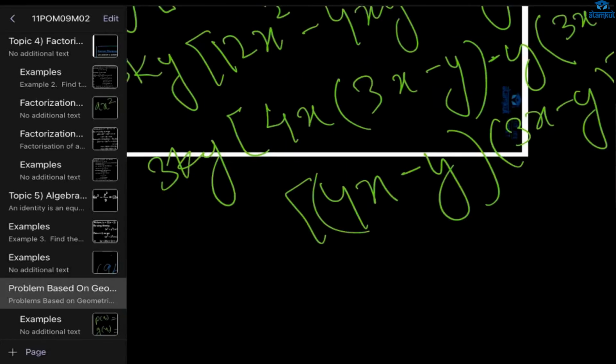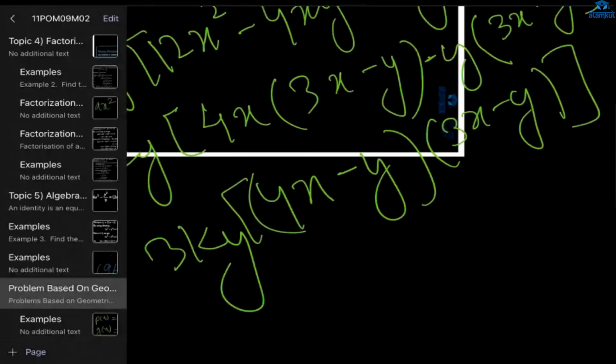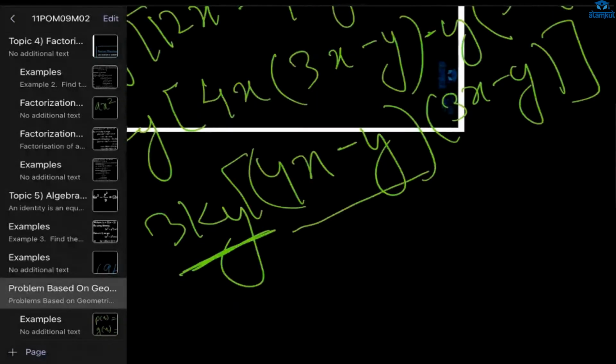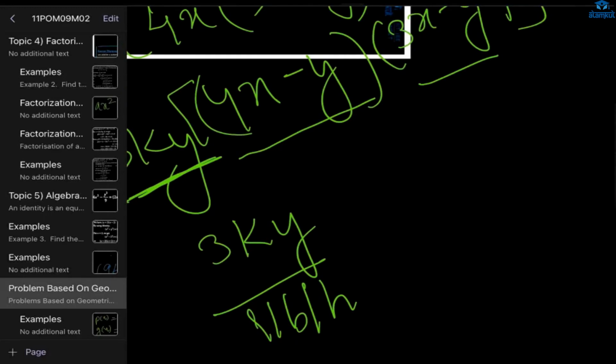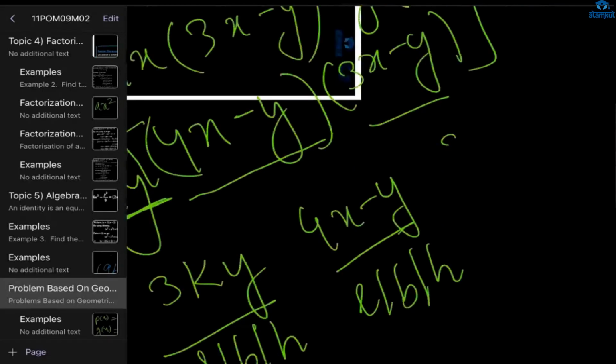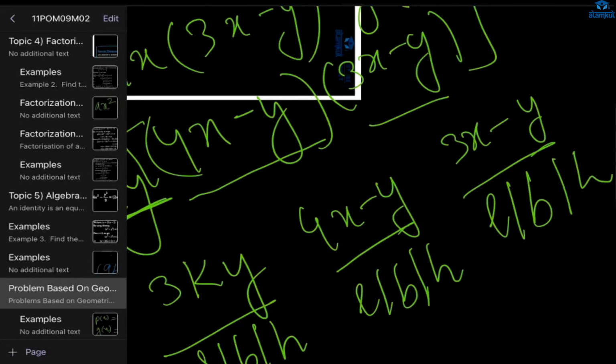So the three zeros will be what? One value will be 3ky, one is 4x minus y, and one is 3x minus y. Any one can be anything. Either 3ky will be length, breadth, or height, because the cuboid volume is given. Then the next value 4x minus y will be length, breadth, or height, and the third value 3x minus y will be length, breadth, or height. We have got all three values.